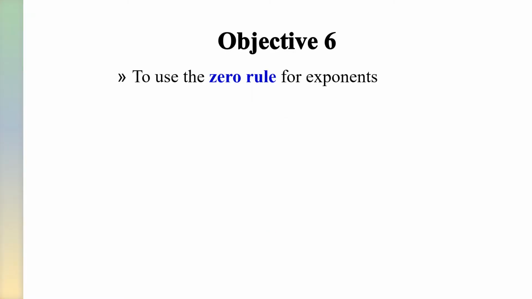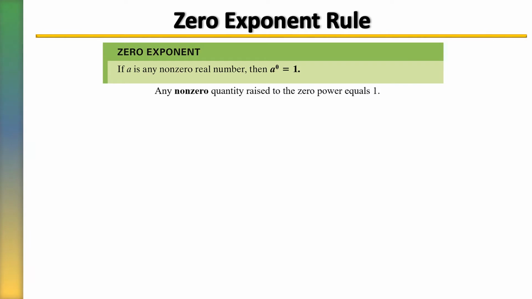In this lesson, we're going to use the zero rule for exponents. The zero exponent rule is very simple. All you have to do is remember that any non-zero quantity raised to the zero power equals 1. In other words, any number, as long as that number is not zero, take that number, whatever it is, and raise it to the zero power. It's going to equal 1, period.